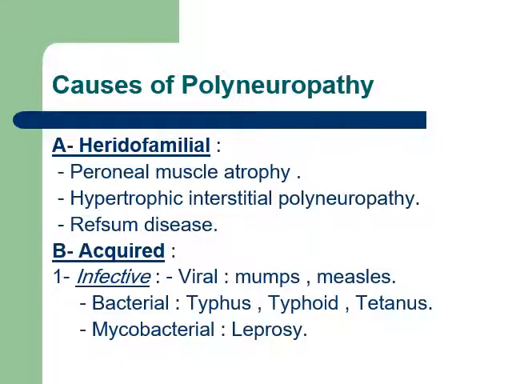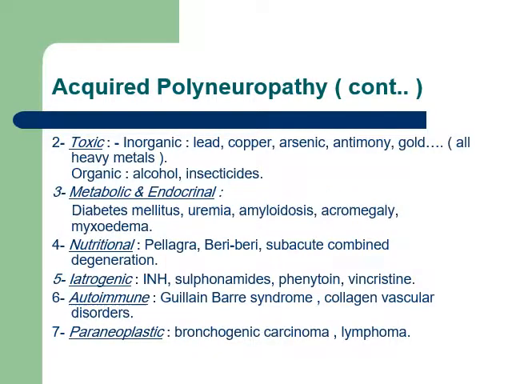For polyneuropathies, as in most neurological disorders, we have heredofamilial disorders in which we have a genetic etiology of the polyneuropathy, and we have acquired causes. And acquired causes are a long list: infection, toxins, metabolic, endocrine dysfunction, nutritional deficiencies, vitamins, drugs, autoimmune disorders, as well as paraneoplastic disorders.